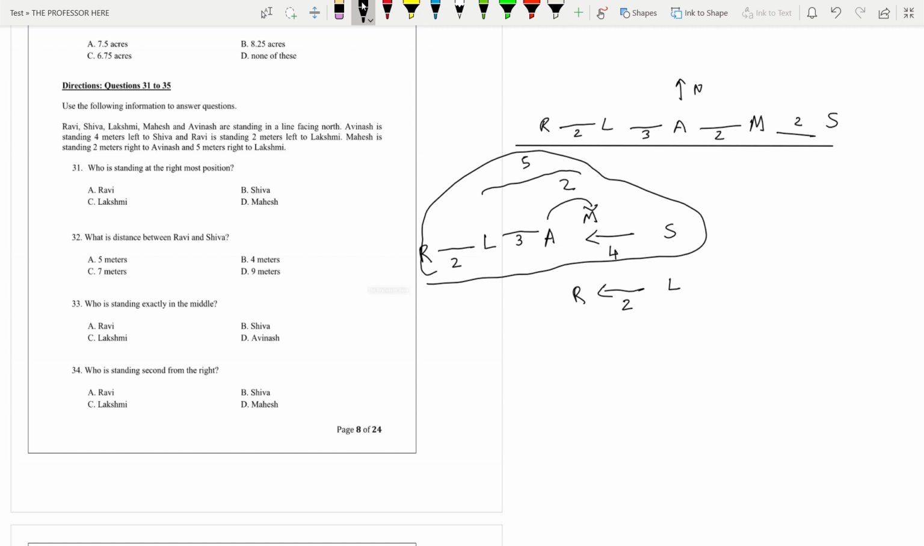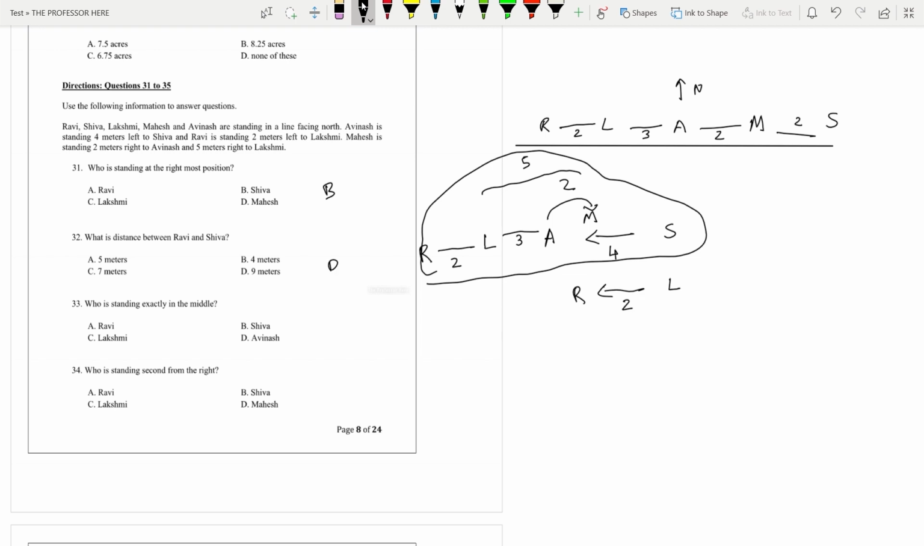Now let's answer the question. Who is standing at the rightmost position? It is Shiva. Option B is the answer. What is the distance between Ravi and Shiva? Ravi is standing at the leftmost corner. So 2 plus 3 plus 2, 5, 7, 9. 9 meters. Option D is the answer.